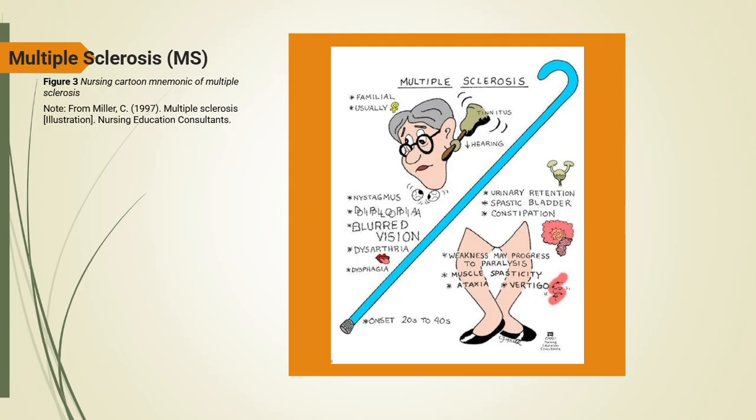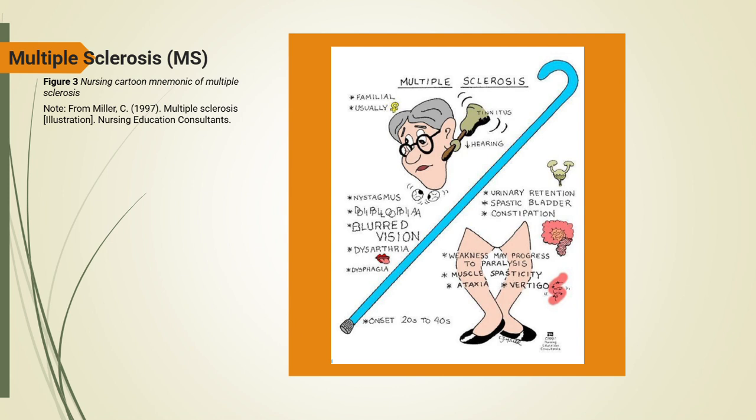Autonomic dysfunction is also depicted, including urinary retention, spastic bladder, and constipation. These issues occur because multiple sclerosis lesions often involve pathways that control bowel and bladder function. Sexual dysfunction can also be present for both men and women, although it is not shown in every diagram.